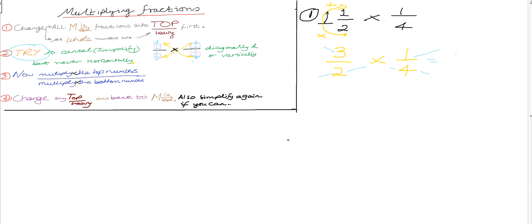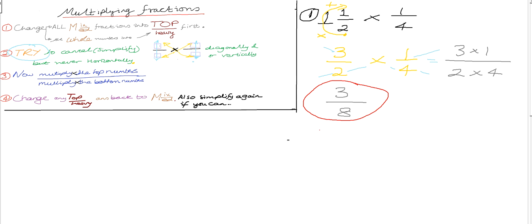So, what are the top numbers? Everybody else quiet, please. Top numbers are 3 times 1. And what's the bottom number we're going to multiply? 2 times 4. So 3 times 1 will give us 3, and 2 times 4 will give us 8. Now, it says change any top-heavy fractions back into mixed. This is not top-heavy, so you don't change into mixed. And simplify again if you can. Family, can I simplify that again? No. How do you know that? Because 3 is a prime number. So this here is my final answer, and we have all done.